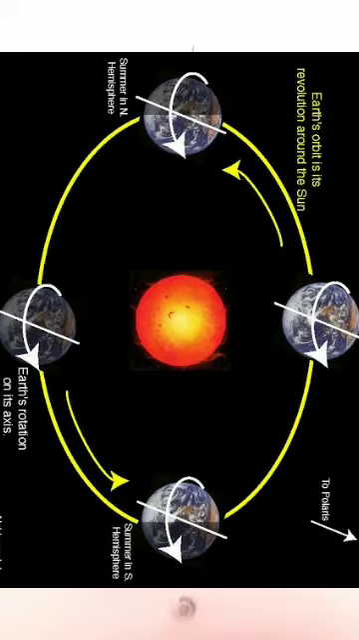What is known as summer solstice? On 21st June, the Tropic of Cancer faces the sun. This is known as summer solstice. What is called as winter solstice? On 22nd December, the Tropic of Capricorn faces the sun. It is called as winter solstice.